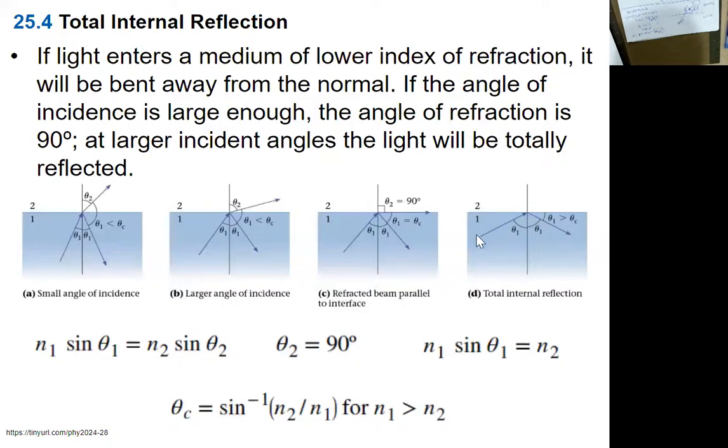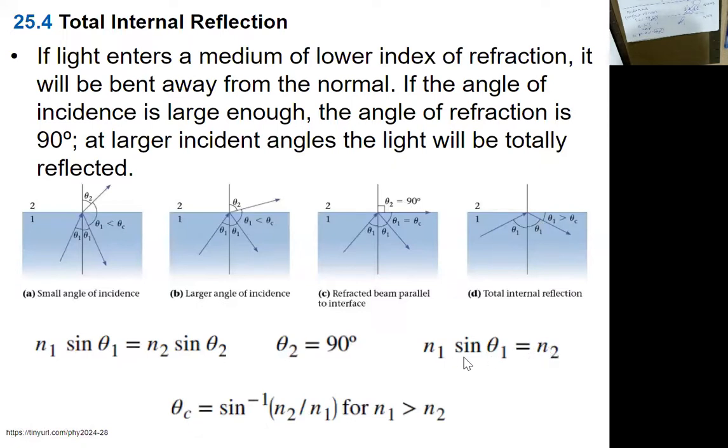That means the light that hits this will not enter the second media, but will be totally reflected. When this happens, this is called total internal reflection. You can calculate the critical angle by setting theta 2 equal to 90 degrees in Snell's law. Sine of 90 will be 1, so Snell's law simplifies as n1 sine theta 1 equals n2.